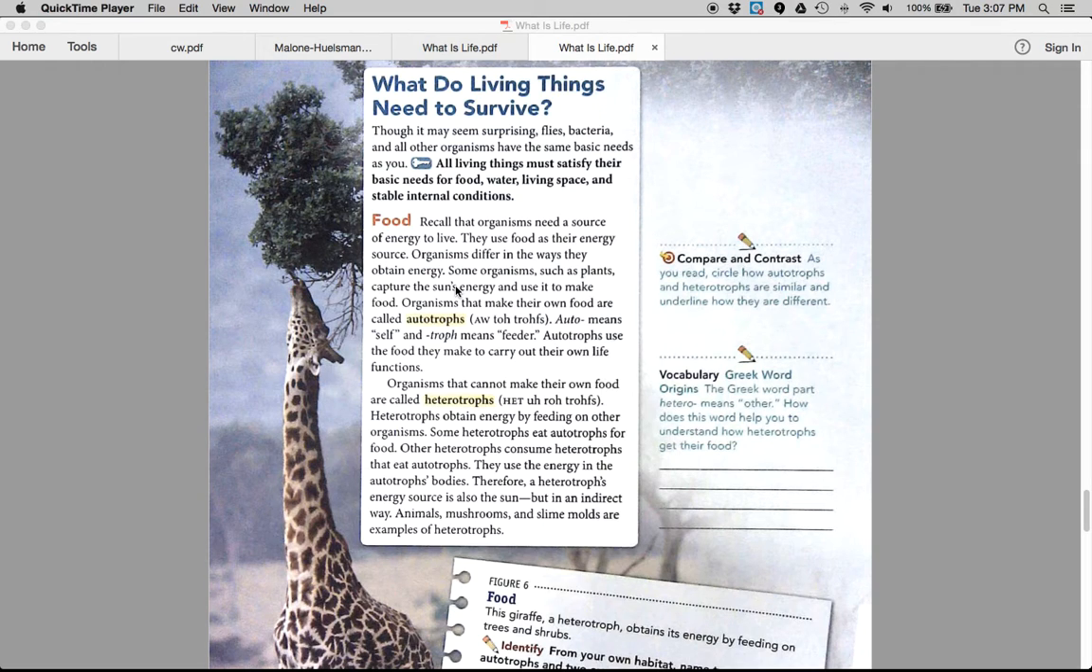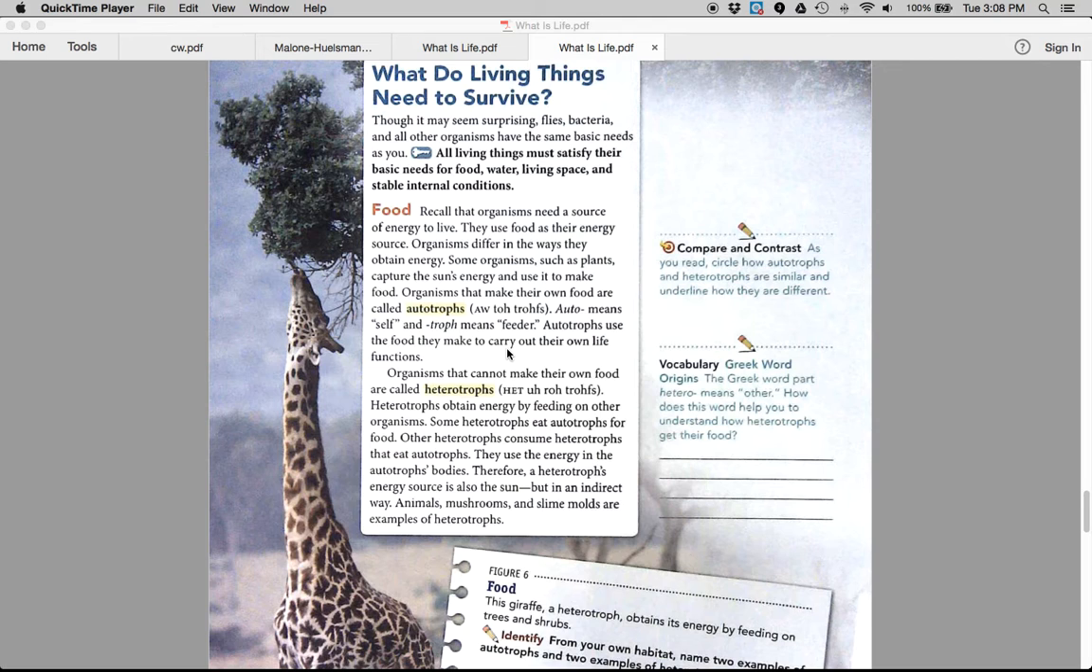Food. Recall that organisms need a source of energy to live. They use food as their energy source. Organisms differ in the ways they obtain energy. Some organisms, such as plants, capture the sun's energy and use it to make food. Organisms that make their own food are called autotrophs. Auto means self, and troph means feeder. Autotrophs use the food they make to carry out their own life functions.